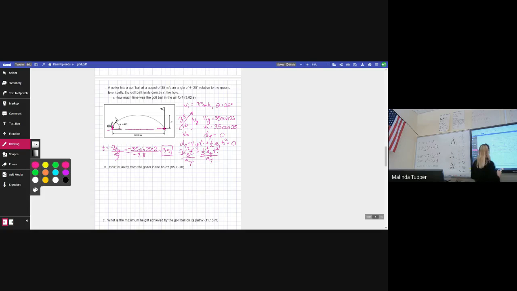All right, how far away from the golfer is the hole? Now I'm trying to find the range, that is dx. So I'm going to write my kinematic equation: dx is vix times the time plus 1/2 ax times the time squared. Remember, this term always goes away because the acceleration in the horizontal direction is 0.